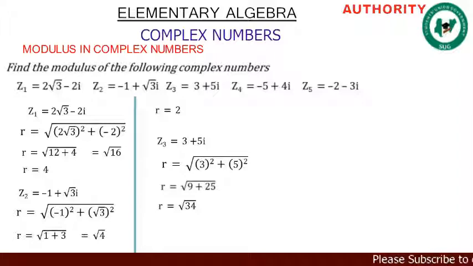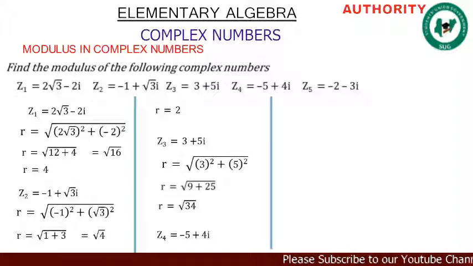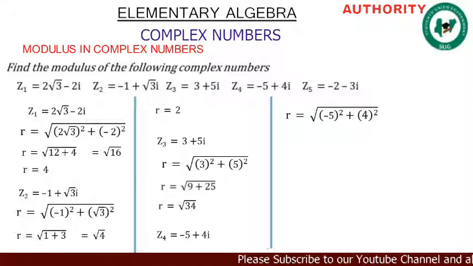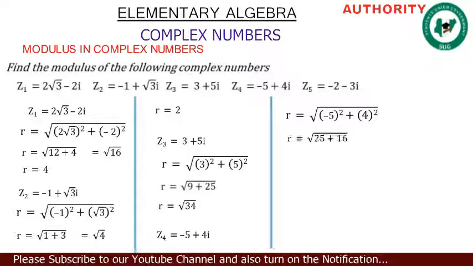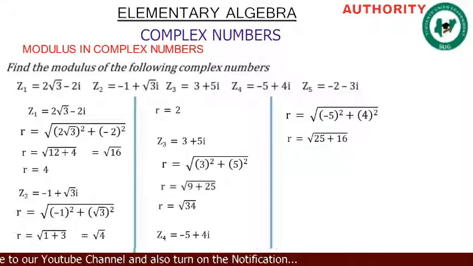Now let's go to z4. We have z4 to be minus 5 plus 4i. So r is the square root of x squared plus y squared. We have x to be minus 5, and y to be 4. So we have the square root of minus 5 squared plus 4 squared. Minus 5 squared is equal to 25, and 4 squared is equal to 16. So we have the square root of 25 plus 16, which is the square root of 41. Therefore, the r of z4 is equal to the square root of 41.